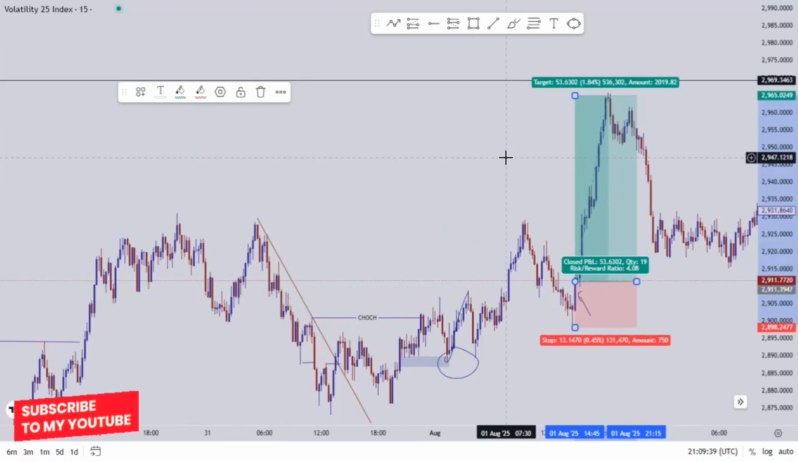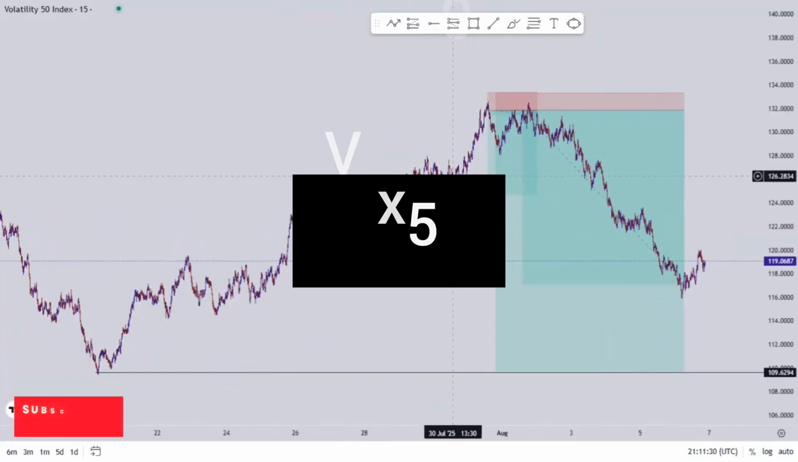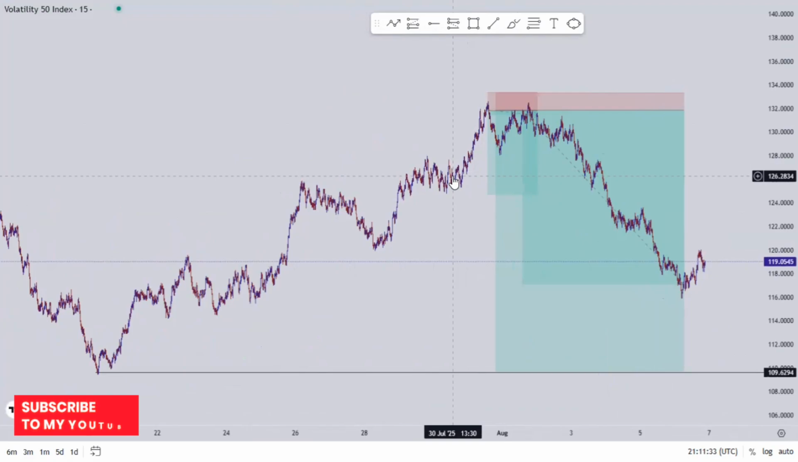So without delay, let's head straight to VIX 50 index. All right, so I told you, without wasting time, let's go straight into the daily time frame.